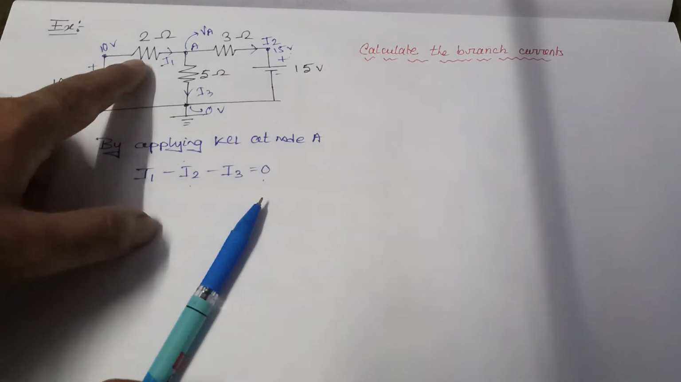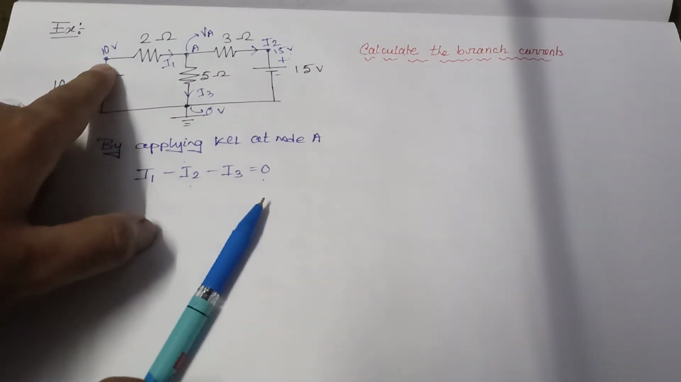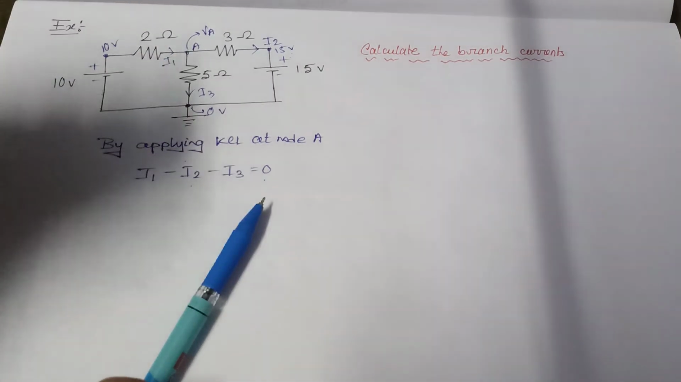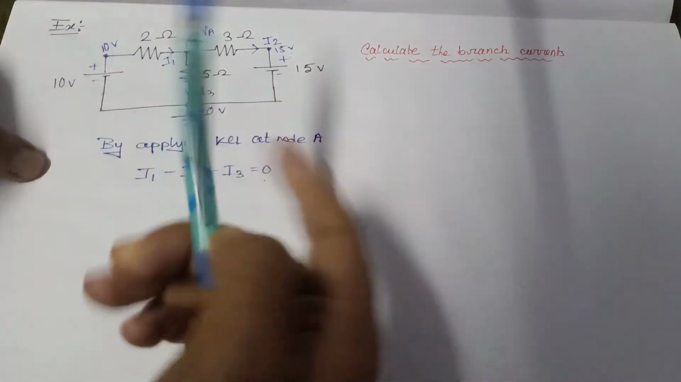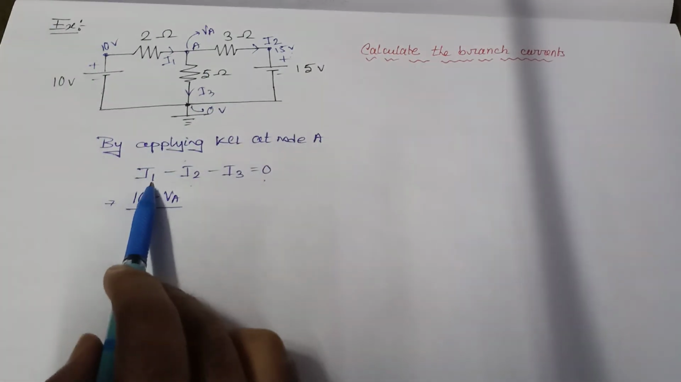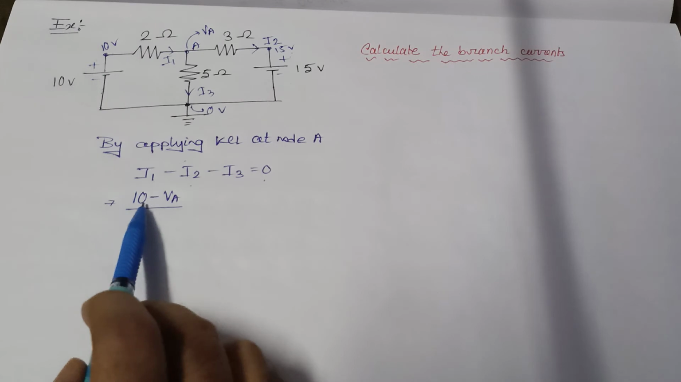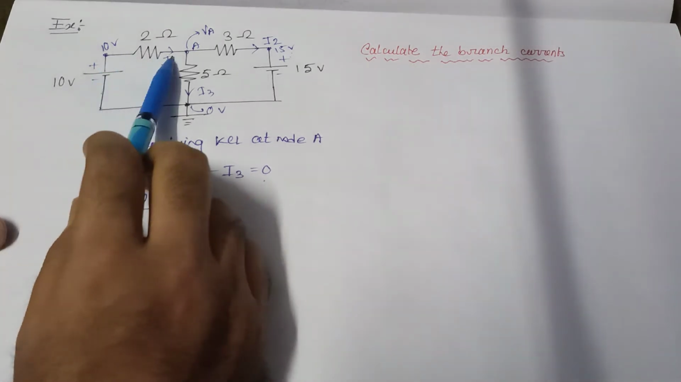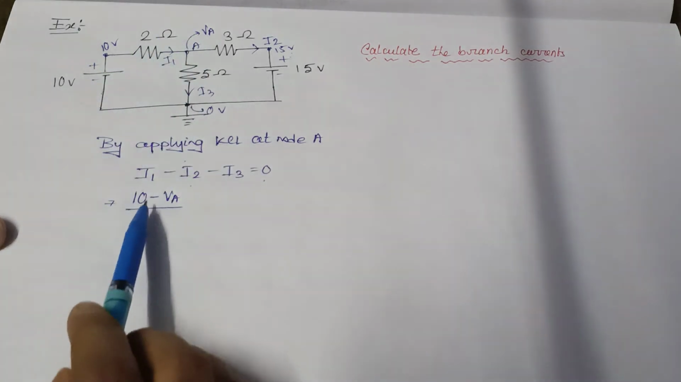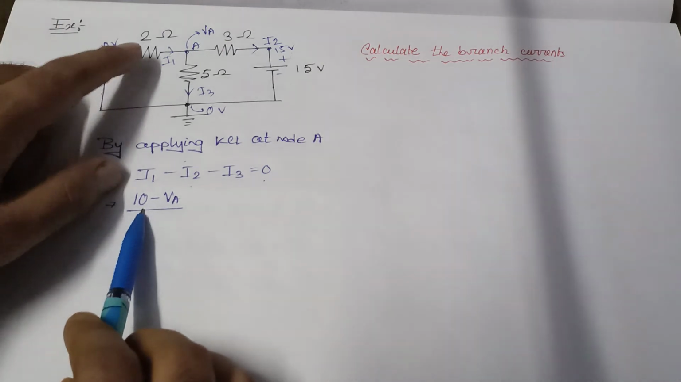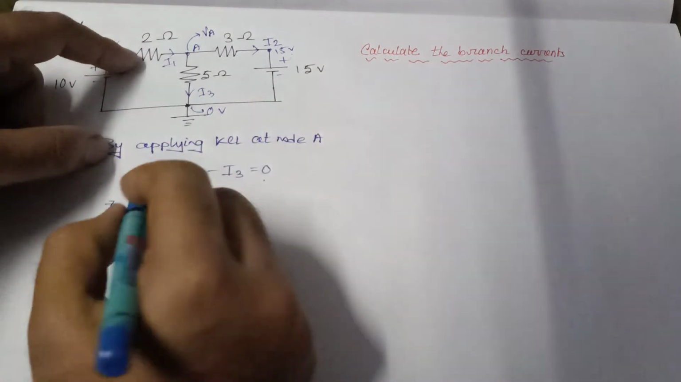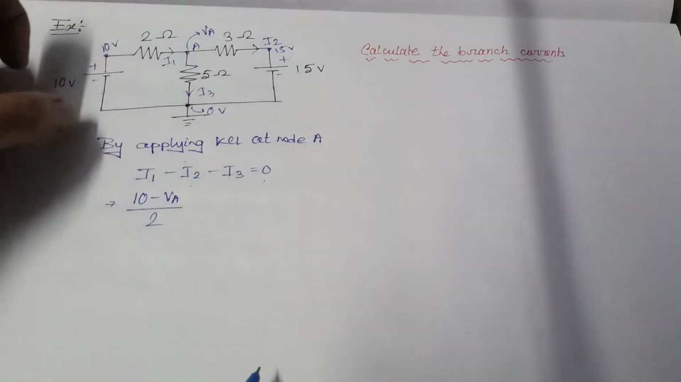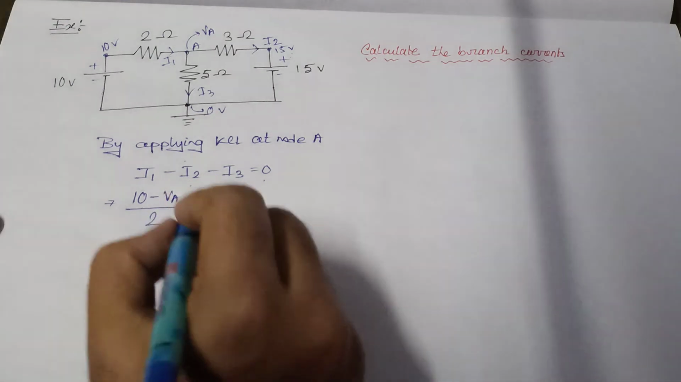Now just write this I1, I2, I3 in terms of potential difference. Look in this branch, 10 to VA. So what is the potential difference? In place of I1 I can write the potential difference 10 to VA. So the potential difference is 10 minus VA divided by the branch resistance, which is 2. So potential difference by resistance from Ohm's law.